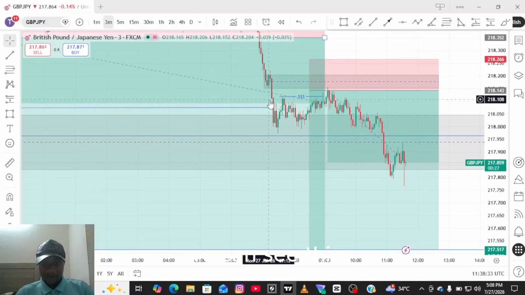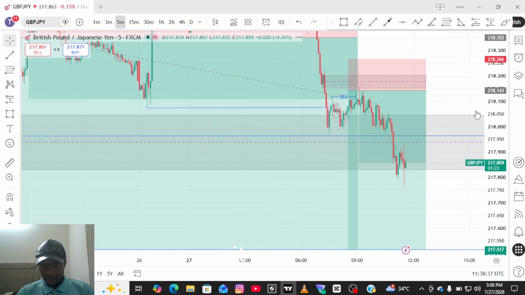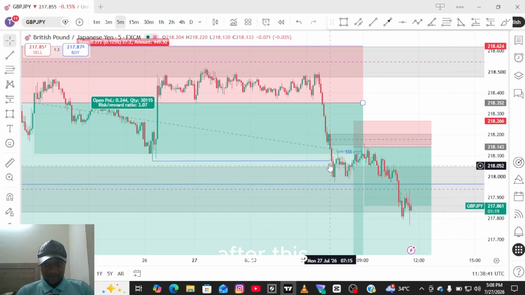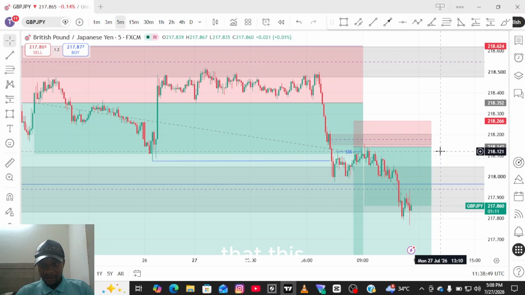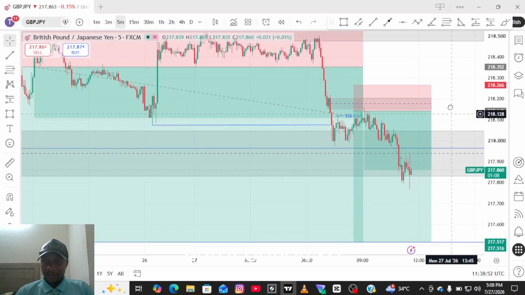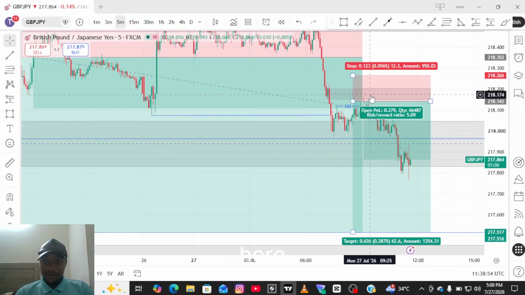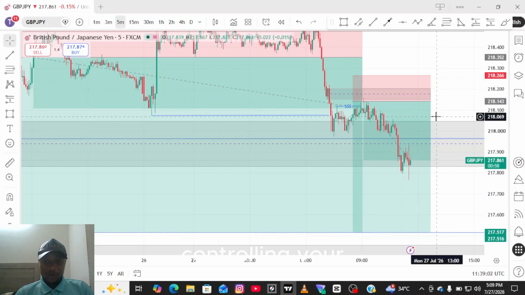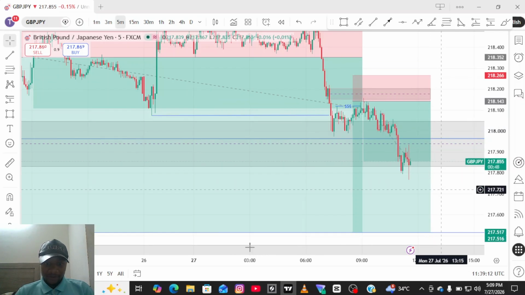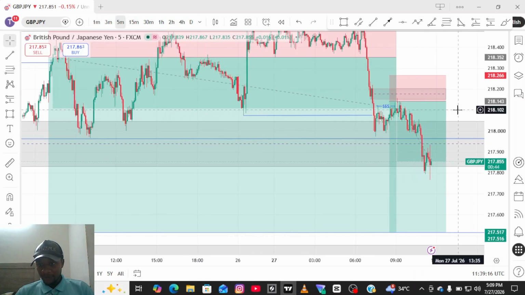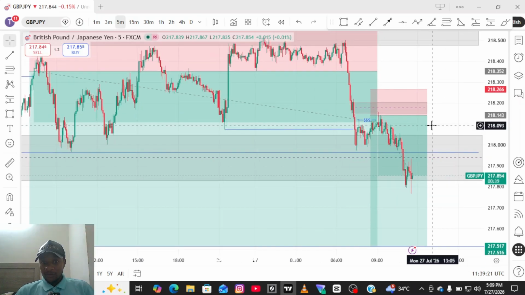So we can see after this break of structure, and then this liquidity here, and then this order block, it was clear that this was a good entry option. So I added another trade here, risking the same amount, always controlling your risk. That's how everything should be with trading, because if you try to complicate everything, you're actually complicating trading. So we are just waiting for TP.